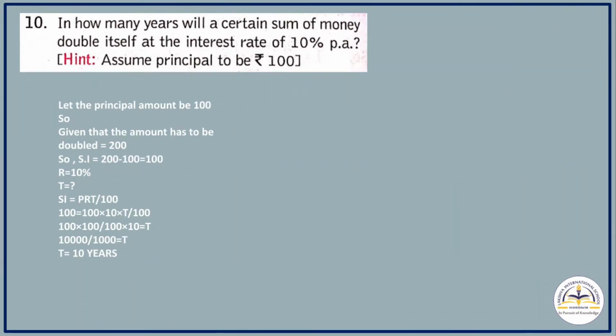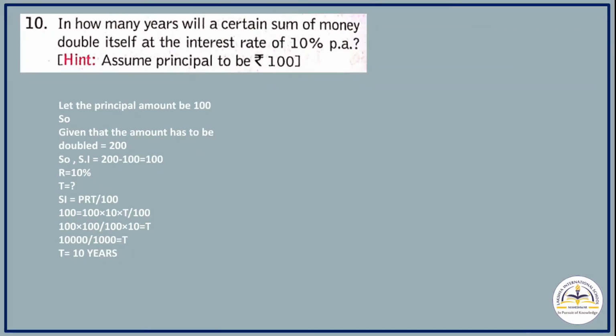Now question number 10. In how many years will a certain sum of money double itself at the interest rate of 10% per annum? Hint, assume principal to be rupees 100. Now let the principal amount be 100. So given that the amount has to be doubled, double means that will be 200. Now the SI will be 200 minus 100. Then SI equals 100.